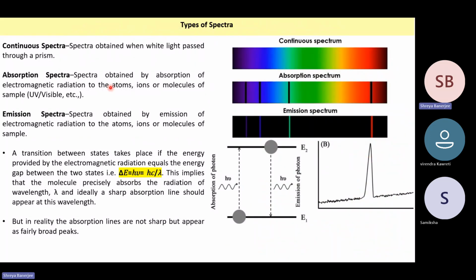Now, there are different kinds of spectra that you can obtain. One is the continuous spectra, where white light passed through a prism is just focused on a detection plate.